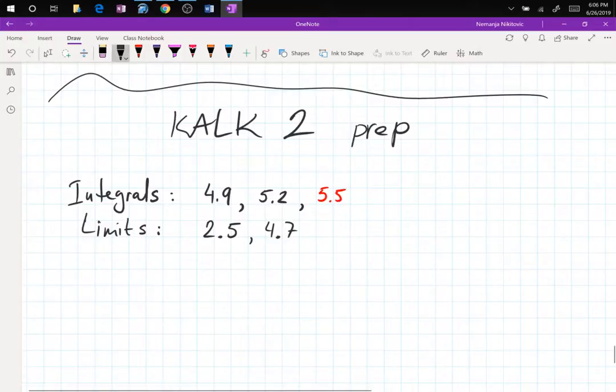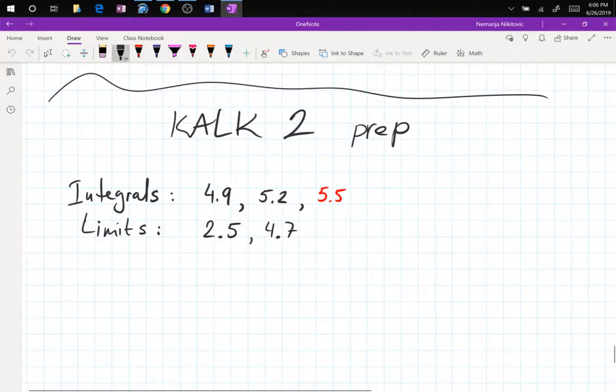2.5. So limits at infinity, that's when you have limit of x goes to infinity, because all of your limits will be going to infinity in this, all of them. So 2.5 and then 4.7 to calculate, because many of these limits will end up being L'Hopital's rule. So these are the 5 sections, and technically, if you don't know 5.5 and 2.5, just do yourself a favor and don't sign up for the class, right?